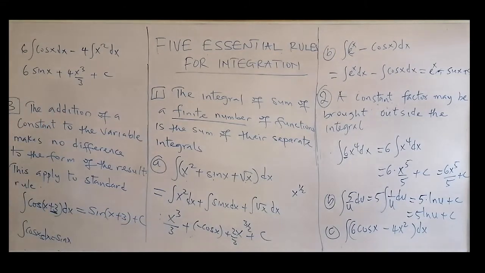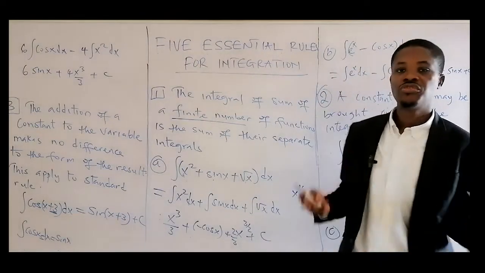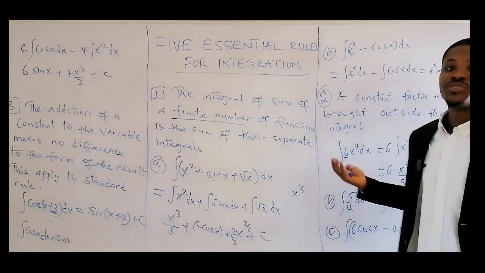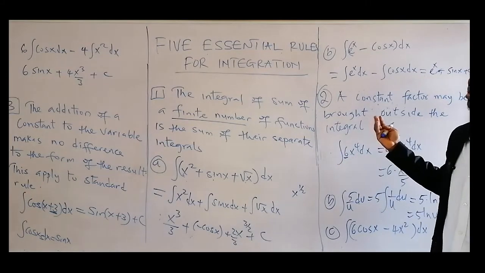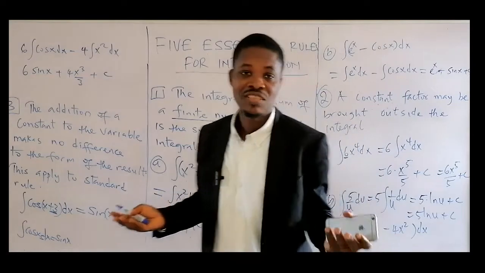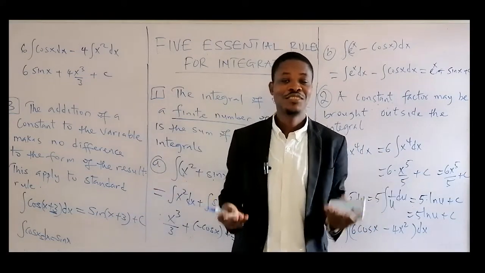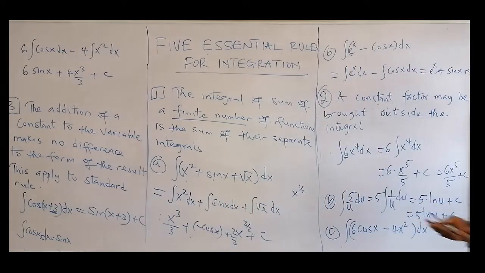So that's what the rule is saying, that if you're adding a constant to the variable, it makes no difference to your result. The integral of cos x is sin x, and the integral of cos(x + 3) is also sin(x + 3). So there's no difference to the result. Let's look at more examples on that.